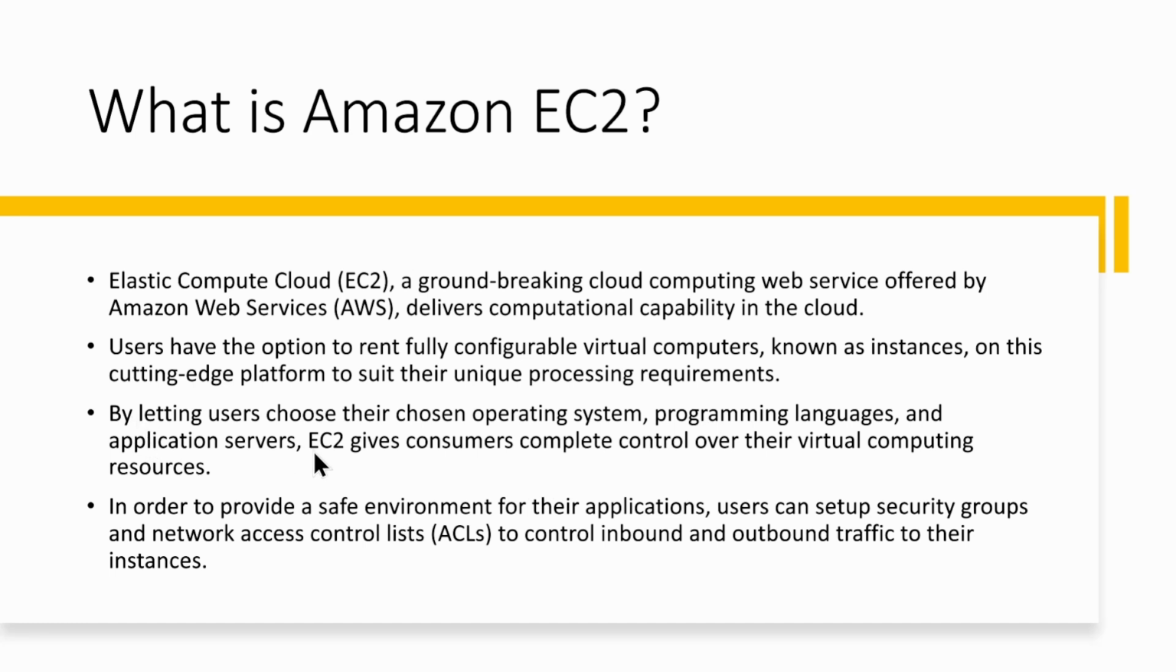By letting users choose their own operating system, programming languages, and application servers, EC2 gives consumers complete control over their virtual computing resources. Clear? Now, as these resources are virtual, we need some security. We need to have a safe environment for it, right? So, in order to provide a safe environment for their applications, users can set up security groups and network access control lists to control inbound and outbound traffic to their instances. Clear?